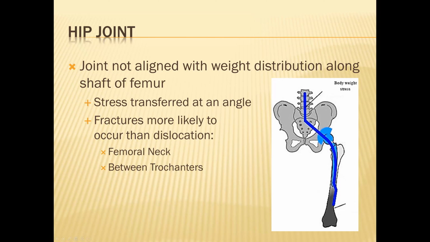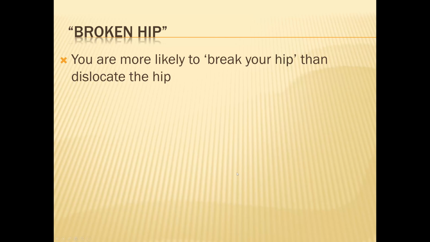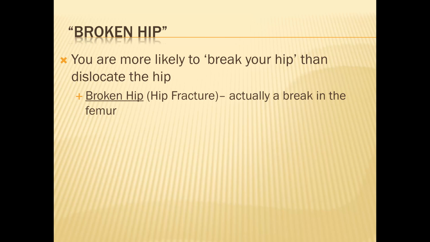And the 2 common sites for fractures in the femur are the femoral neck and between the greater and lesser trochanters. So the bottom line is your hip is a very stable joint, and you are more likely to, quote, break your hip than to actually dislocate that joint. And what we call a broken hip or a hip fracture is actually a break in the femur. So I know it's a little bit misleading, but because it's very close to the hip joint, people call it a hip fracture, although it's actually a break in the femur.